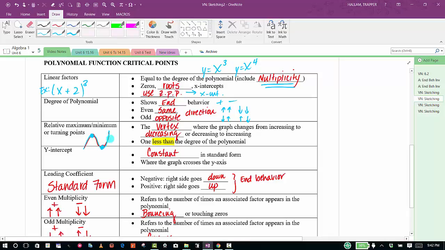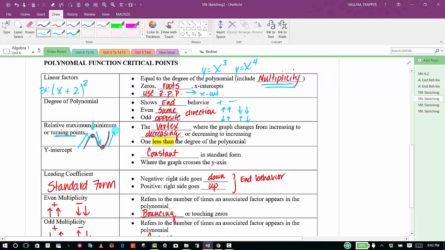If you look at this, it's the point at which they turn or change directions, if you will. So for our definition, it's a vertex, right? A point at which the graph changes from increasing, going up right here, to decreasing. That would be a relative maximum because it's a high point, and a relative minimum would be the low point, where it's decreasing and changes to increasing.